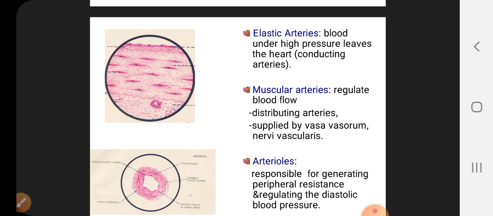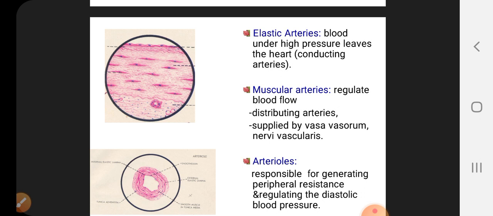We will see different types of arteries. There are two types, the elastic artery and the muscular artery. The elastic arteries carry blood under high pressure which leaves the heart. That is also called the conducting arteries. Number two, example for elastic arteries: aorta.